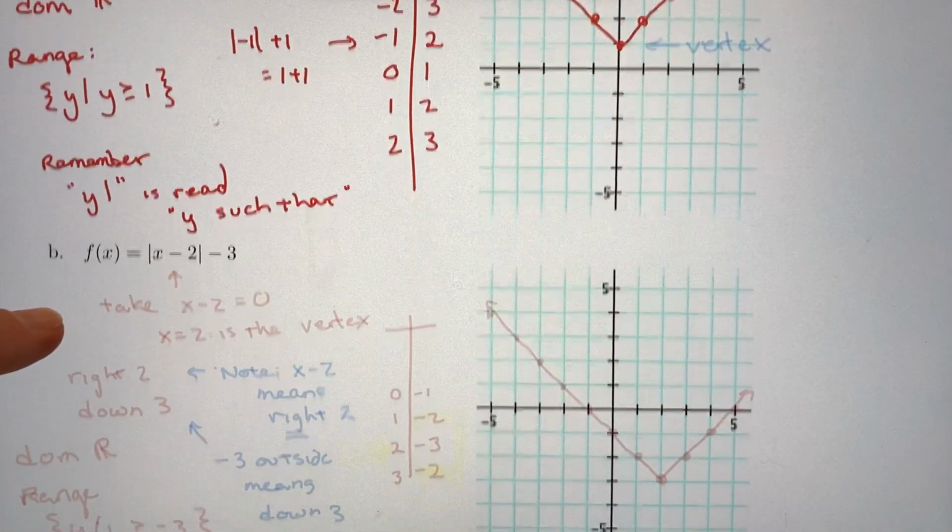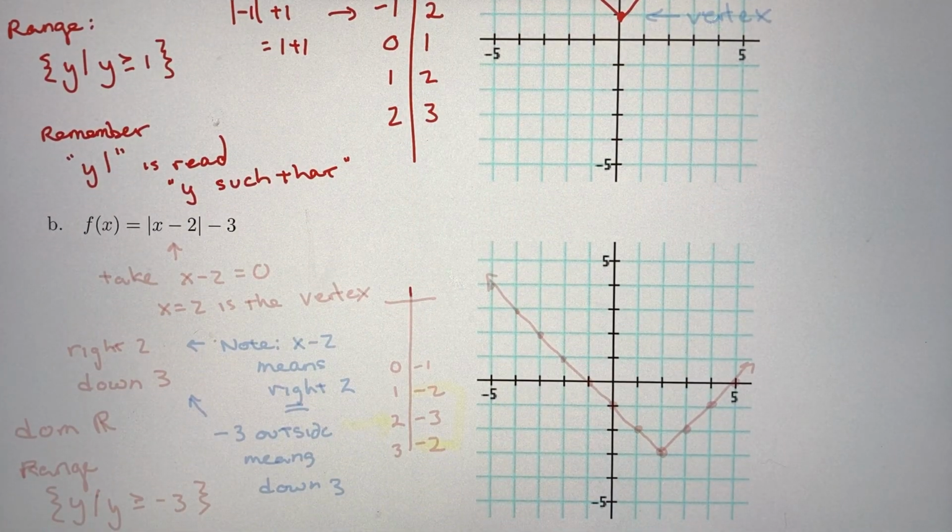Okay, so what does this one look like? If I center this around 0, 0 minus 2 is negative 2, absolute value is 2, 2 minus 3 is negative 1. 1 minus 2 is negative 1, absolute value is 1 minus 3 is negative 2. Let's see. 2 minus 2 is 0, 0 minus 3 is negative 3. Does this one keep going? No. What is 3 minus 2 is 1, minus 3 is back to negative 2.